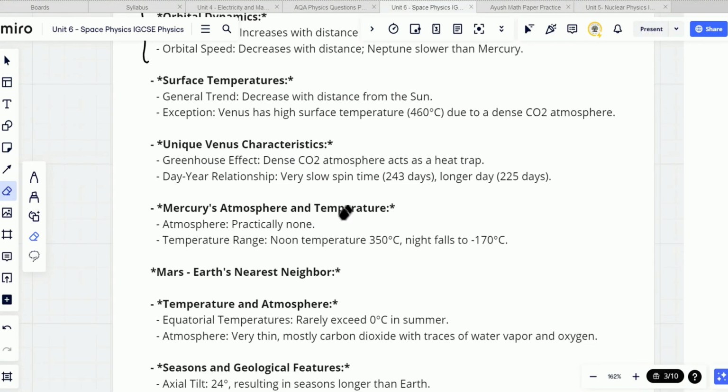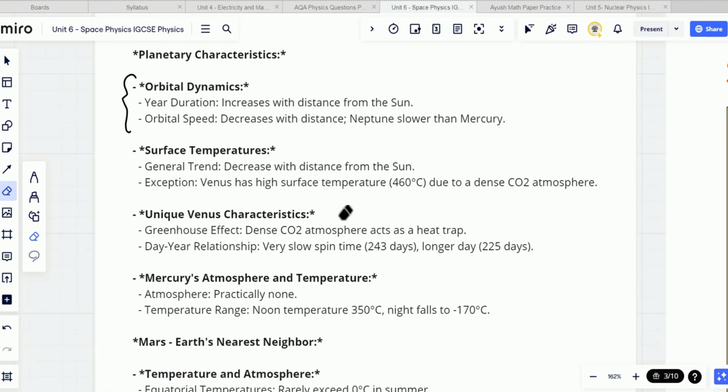Then what do we have? The surface temperatures. We have a general trend of surface temperatures. Remember, the first four are the inner planets, and then we have the outer planets. The first four planets are solid and rocky, and the temperature is also high, whereas the outer four planets are cold, large, and gaseous. So what does the trend tell us about the temperature? That it decreases with the distance from the sun. The further we are from the sun, the colder the planet will be.